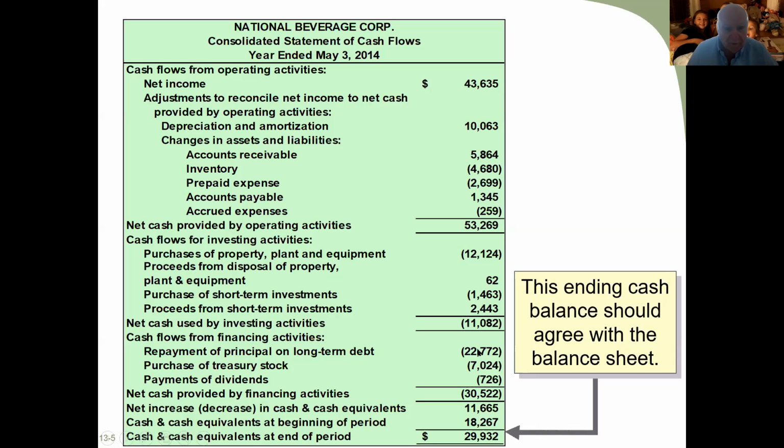Okay, we're into the world of financing. Well, they paid back some debt. That's clearly financing. They purchased treasury stock. That is financing. And if you pay dividends, like I said, that is a financing activity.